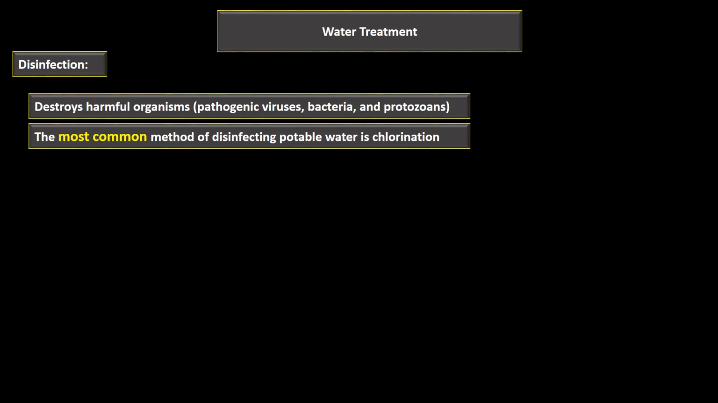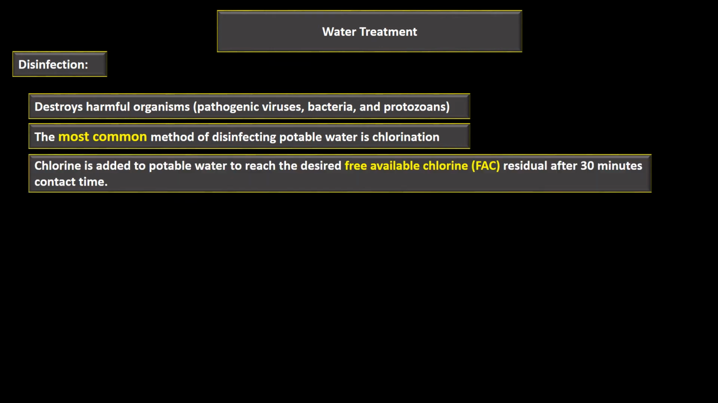As we saw, there are other methods like bromination using bromine. You'll see that a lot of times on ships, but in the field, the most common method of disinfecting potable water is chlorination. Chlorine is added to potable water to reach a desired free available chlorine residual after 30 minutes of contact time. So I'm going to talk about what that means.